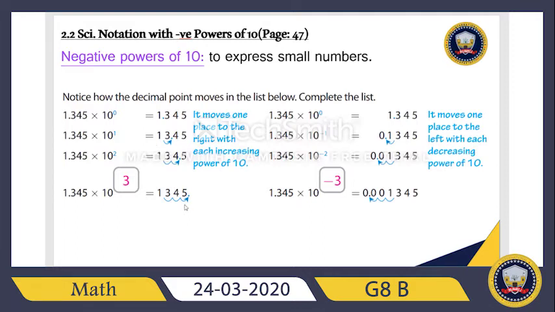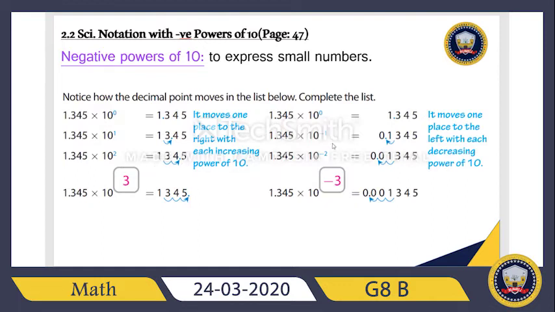When we are using a positive power, I'm moving the decimal point to the left with the number that is expressed in my power. Here 0, I did not move it. Here 1, I moved it once. Here 2, I moved it twice. 3, moved it 3 times.